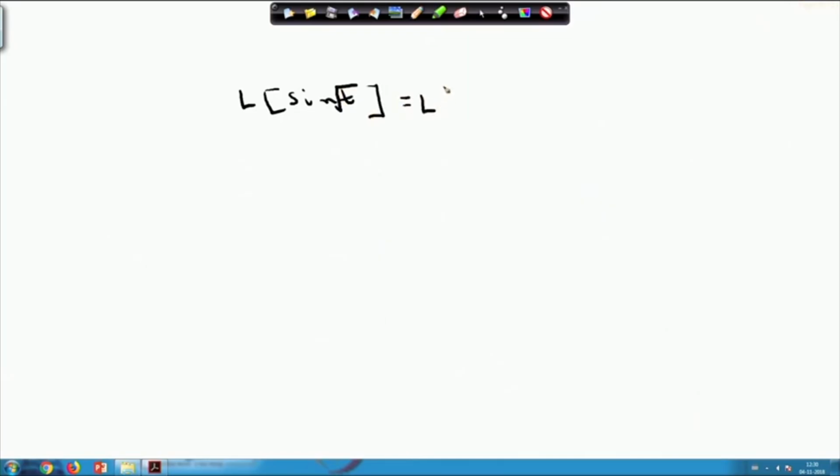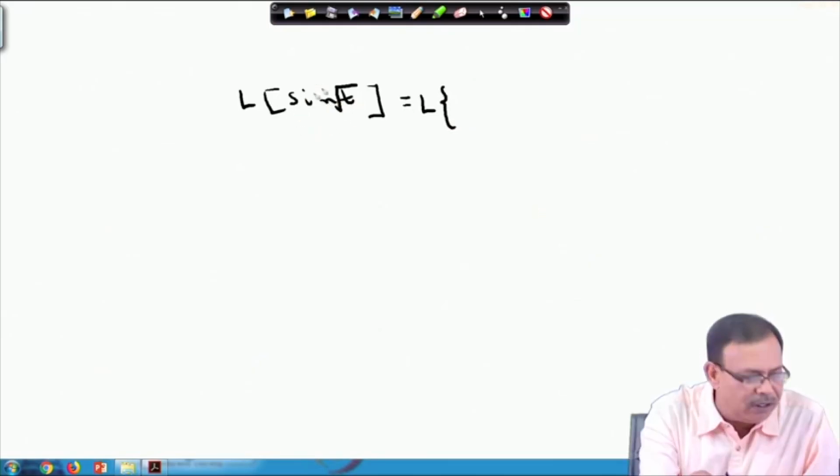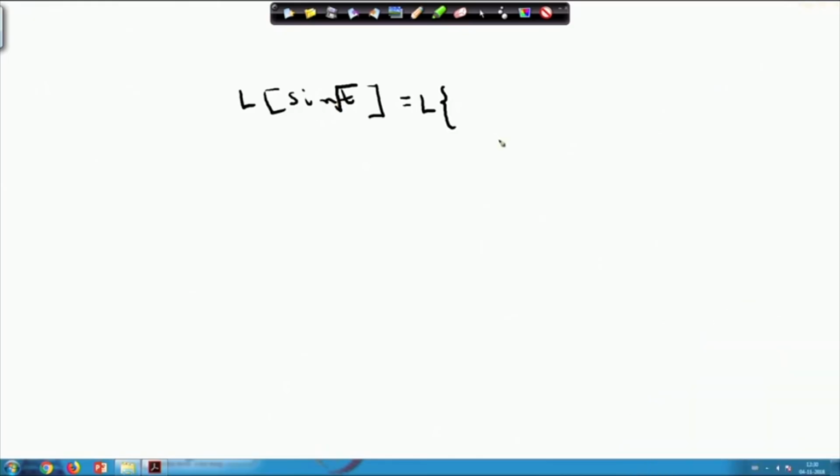One thing I can do is simply write down the Laplace transform of sin root t. I can expand it in a Taylor series, and I will obtain root t minus root t whole cube by factorial 3 plus root t whole to the power 5 by factorial 5, and like this way I can continue.